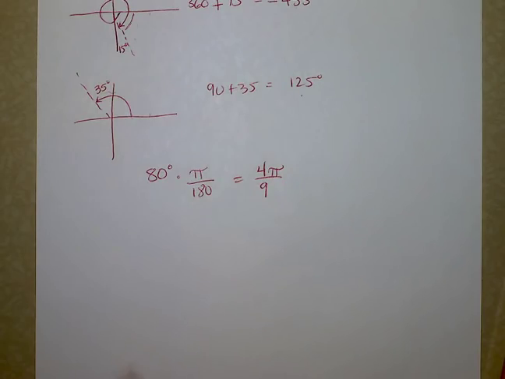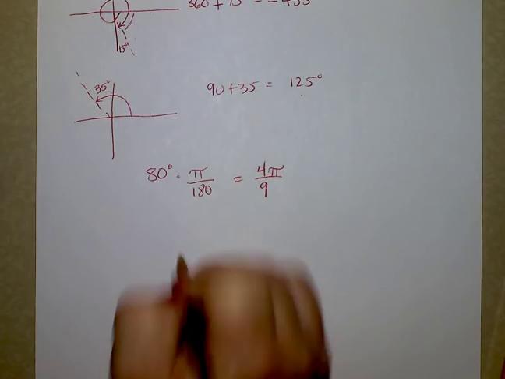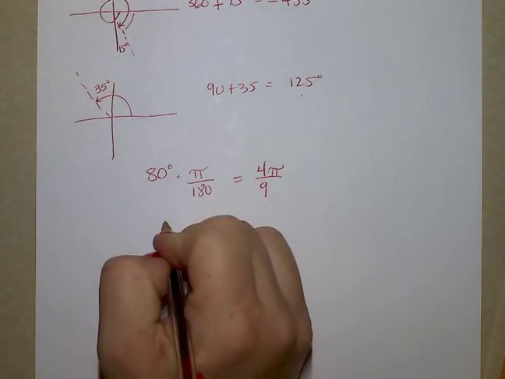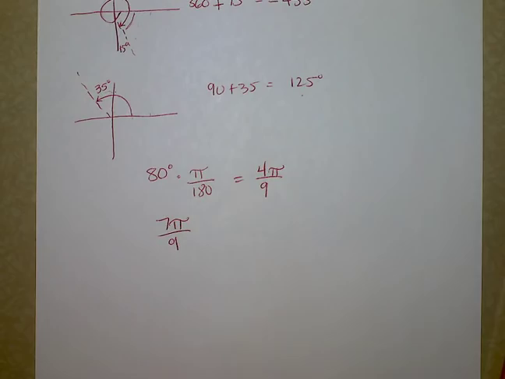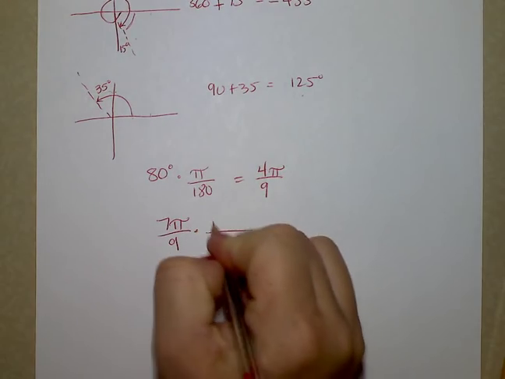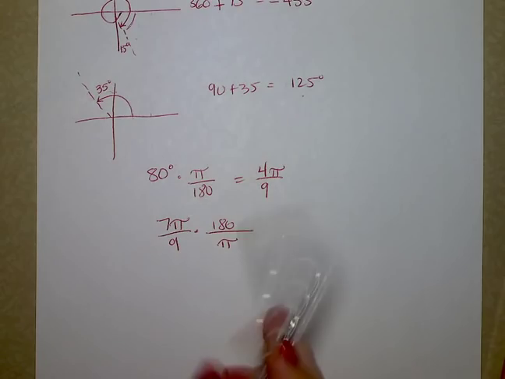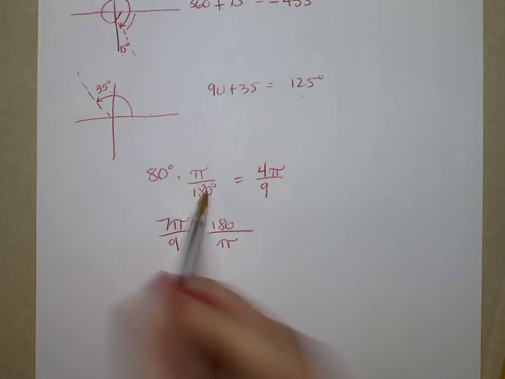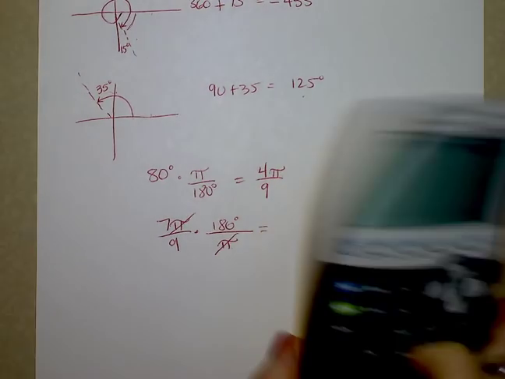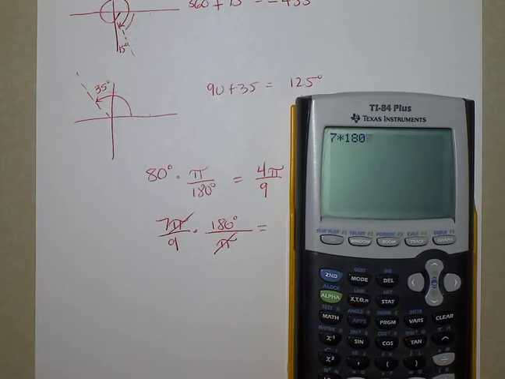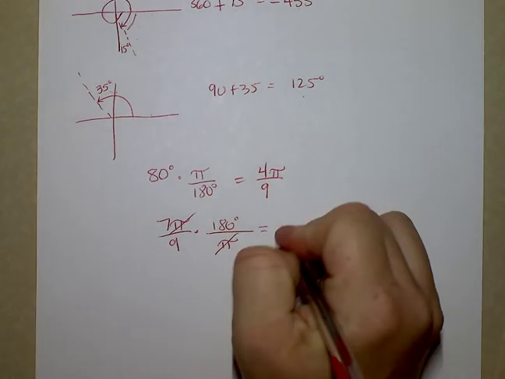Okay, here's your next one. This time, let's give you 7 pi over 9. And I'm going to ask you to go backwards to put it into degrees. We are going to multiply by 180 over pi. Notice that degrees were opposite in the previous problem, and pi's are opposite in this problem. The pi's cancel. Grab the calculator, take 7 times 180, divided by 9, and this converts into 140 degrees.